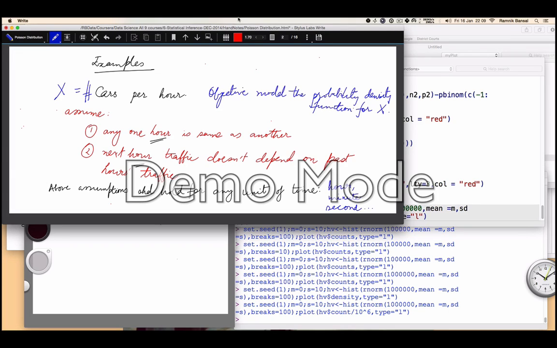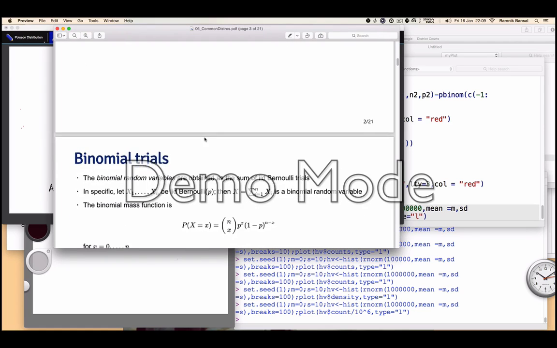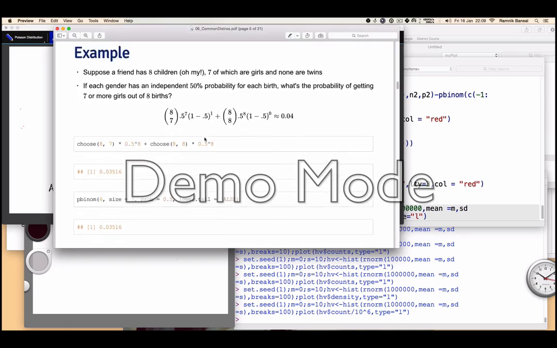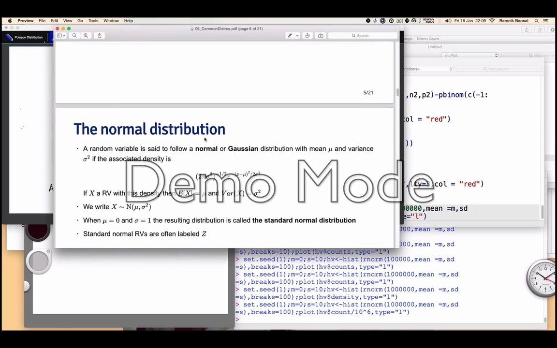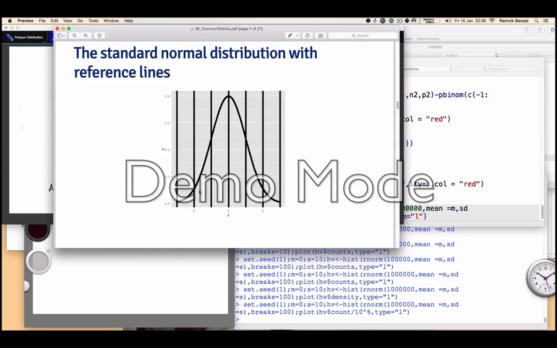So let me explain another distribution to you. Before that, let's just look at the PDF file as well. Okay. So Bernoulli I will come to. Binomial trials we have already seen. Normal distribution we've seen now, right? So we get the standard normal distribution. Normally it is denoted by Z, as I said, when mu is equal to 0 and sigma is equal to 1.